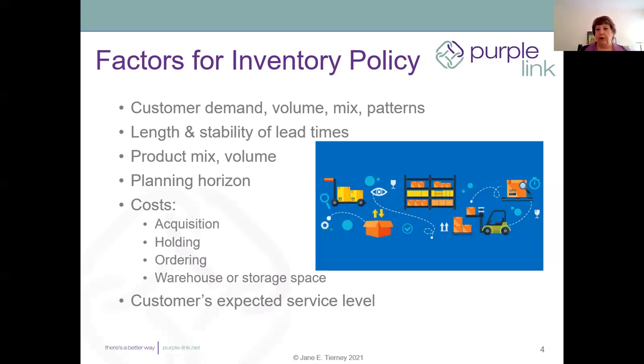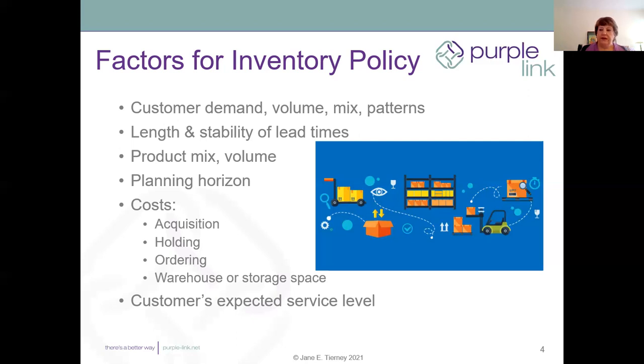Maybe you quote them a 4-week lead time. So you don't have to have everything in stock the minute they order it, but you have to be able to produce the balance of that total order within that 4 weeks and get that to your customer. So many companies do that.